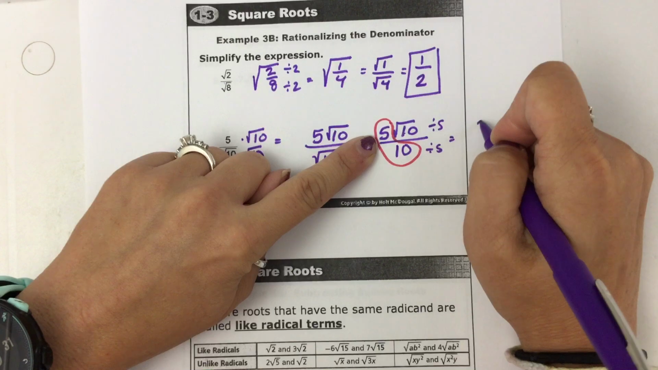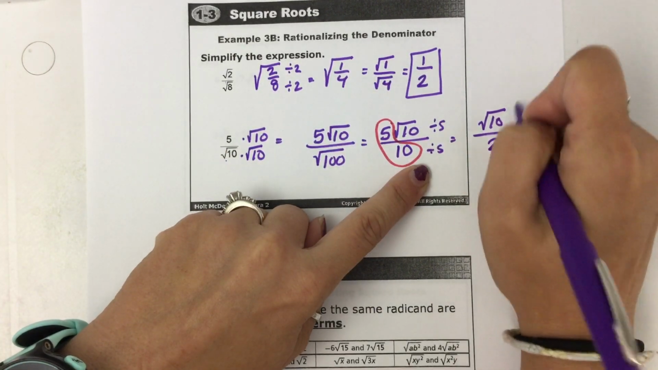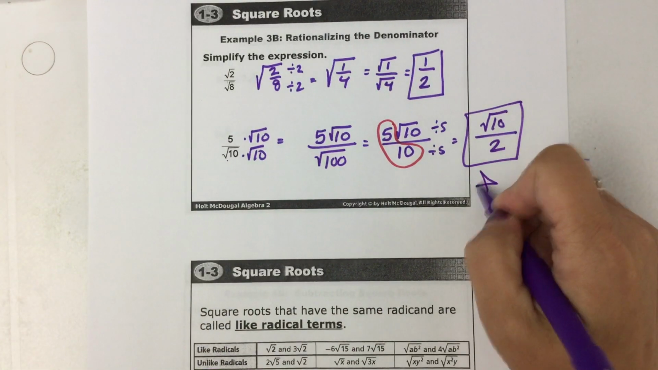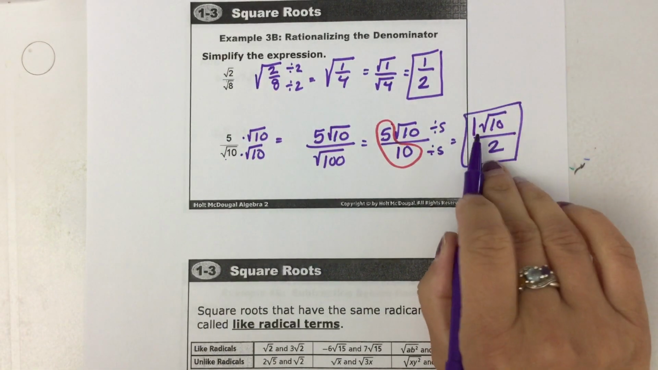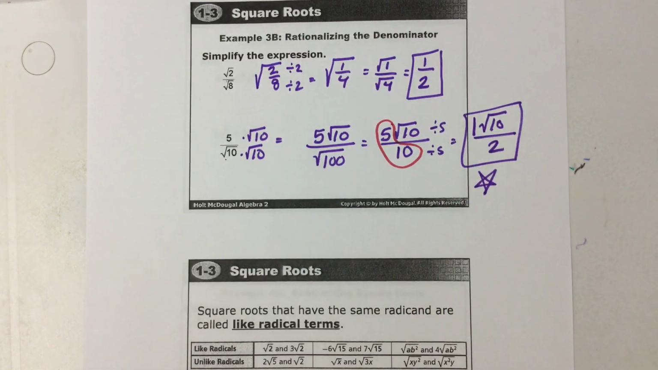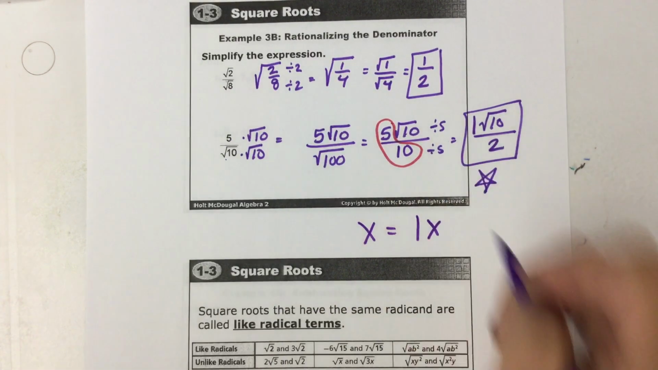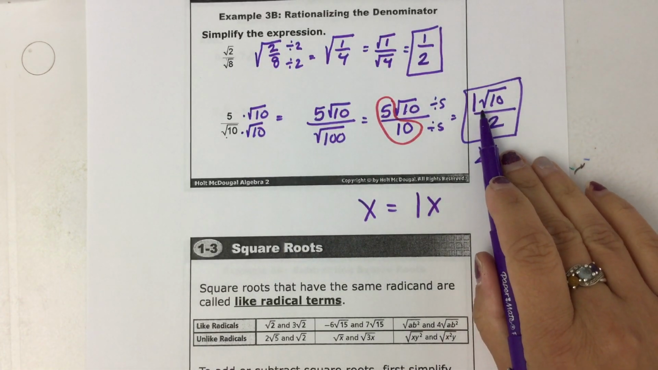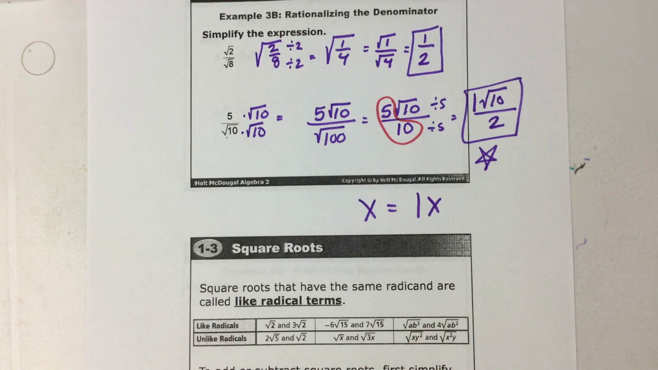5 divided by 5 is 1, so I'd have 1 square root of 10. 10 divided by 5 is 2. So this is your simplified solution. If you wanted, you could go 1 square root of 10 over 2, same thing. Just like if you have x, x is the same thing as 1x, same thing with radicals. The square root of 10 is the same as 1 square root of 10.